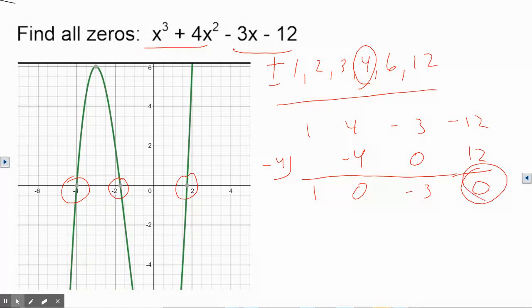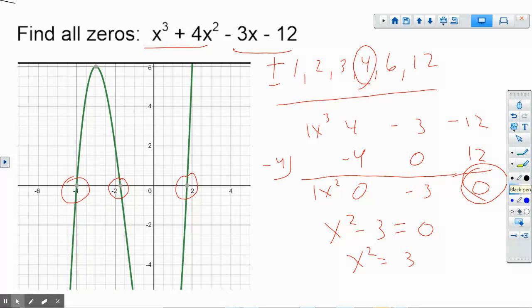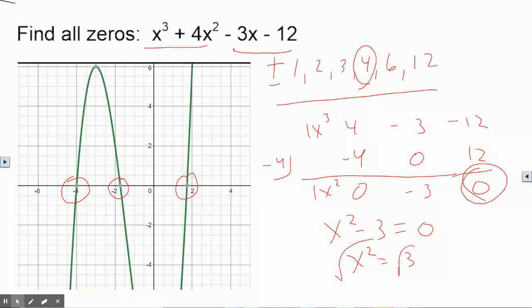All right, so it's showing that it is a zero. Because this represents x to the third, this represents x squared, my new equation is x squared minus 3 equals 0. Okay, that explains it, because if I add 3 to both sides and then take the square root, we get x equals plus and minus the square root of 3. And those are conjugates of one another: 0 plus the square root of 3 and 0 minus the square root of 3.